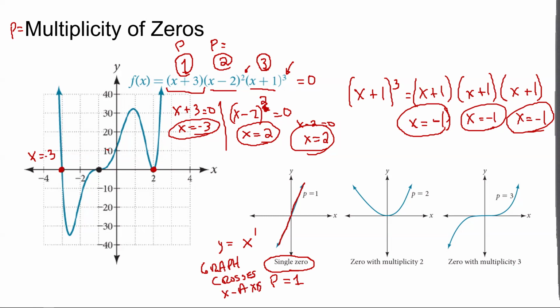All right. Whenever you have a multiplicity of 2, that's kind of like y equals x squared, which is going to give you a parabola. And it comes down and just kisses it right there, just touches the x-axis and goes right back up, just like a parabola would. Touch x-axis doesn't cross.